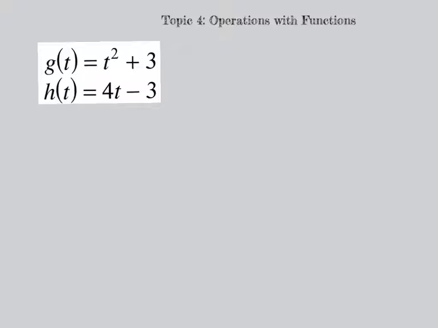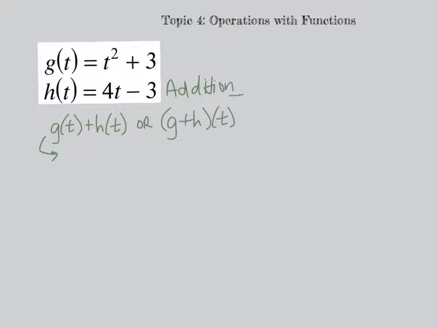Now, if we want to add these two together, we can write it as g of t plus h of t, or we can write this as g plus h of t. These two things just mean add them together. They mean the exact same thing, it's just slightly different notation. So this is addition, and to do that, we are just going to add them together.